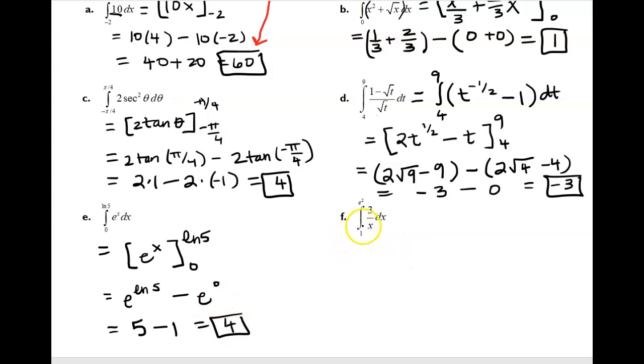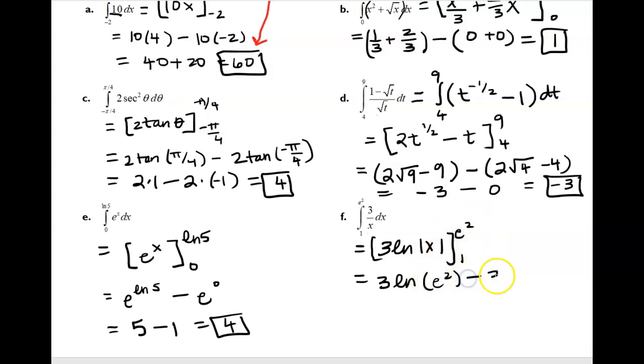For part F, we're integrating from 1 to e squared of 3 over x dx. My antiderivative of 3 over x, this is that important one that we talked about above. That is 3 natural log absolute value of x. And I'm evaluating that from 1 to e squared. So I have 3 natural log. Now, absolute value of e squared is just e squared because e squared is already a positive number, minus 3 natural log of 1. So the absolute values are really most important if you're evaluating on a negative interval, which isn't the case here, but you do have to be careful of that.